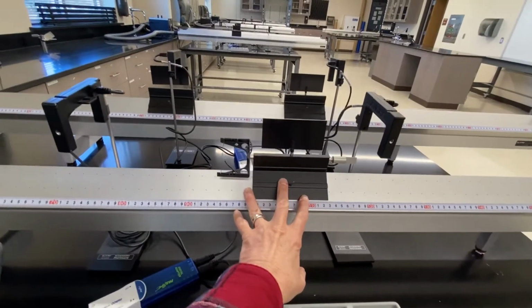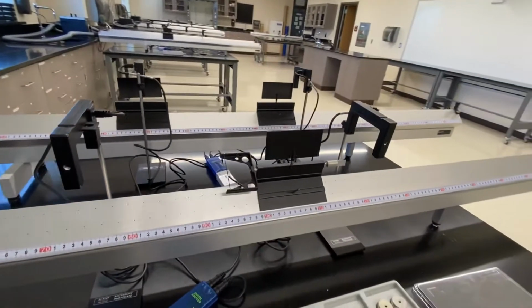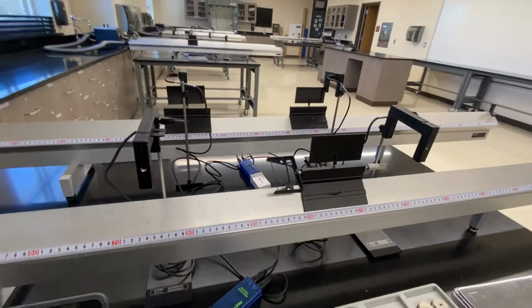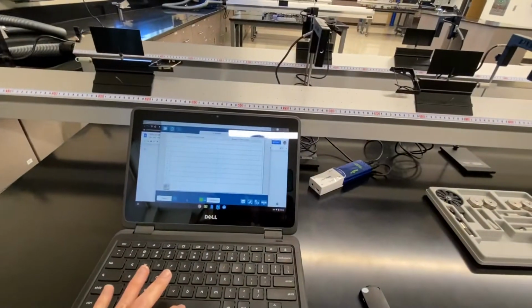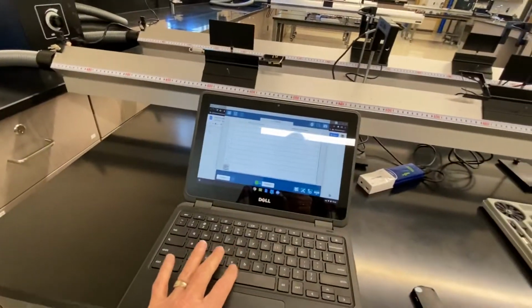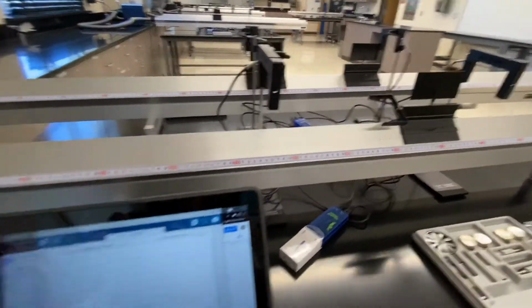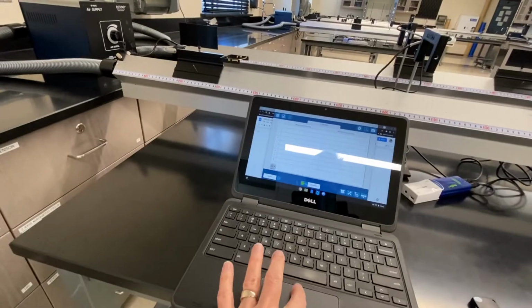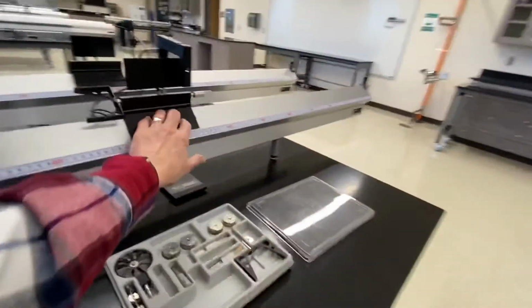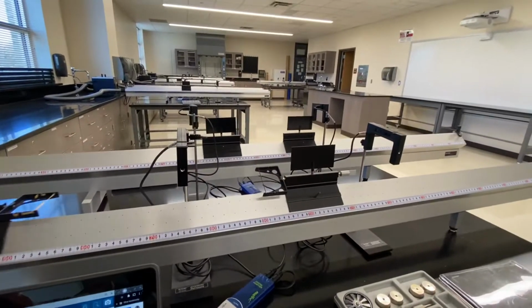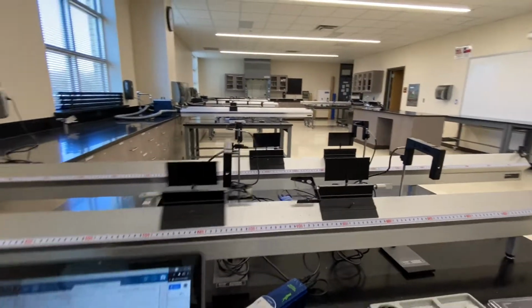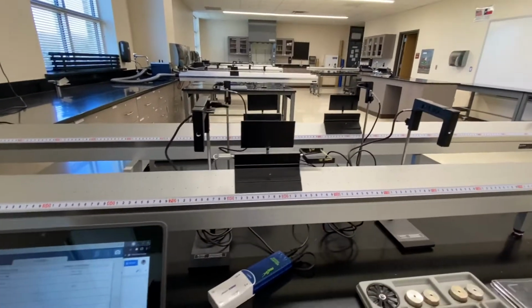Our first collision is elastic with one moving. We'll start with glider 2 at rest in the middle of the track. We'll push SparkView's play. Don't go through there. We'll send glider 1 in. It gets red. We'll stop.